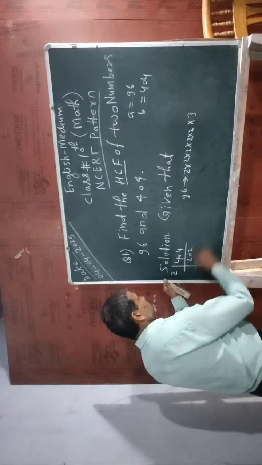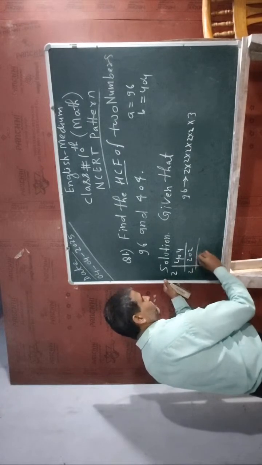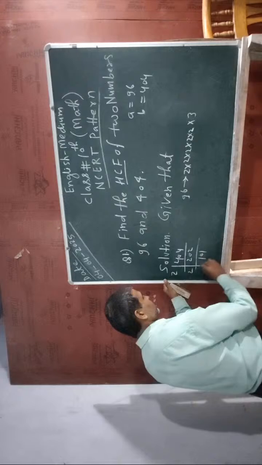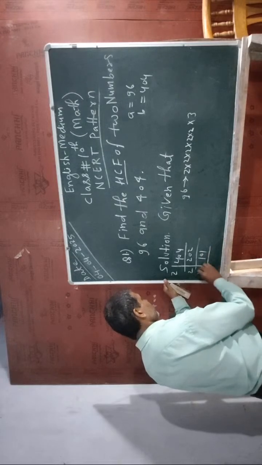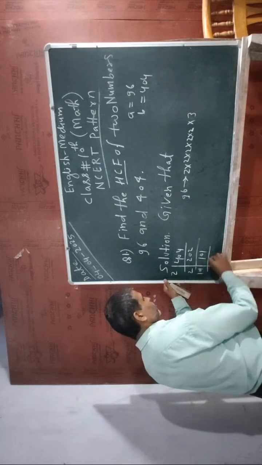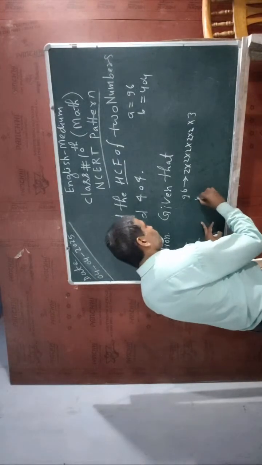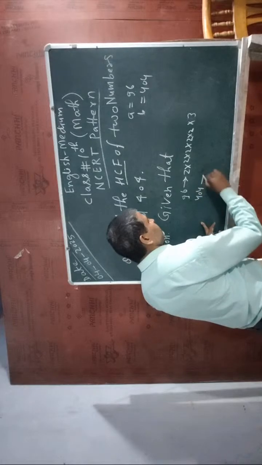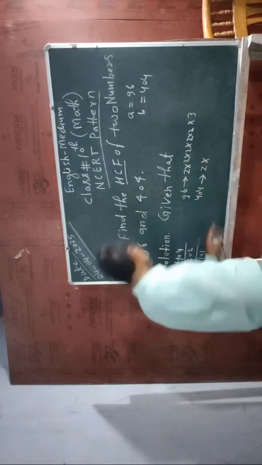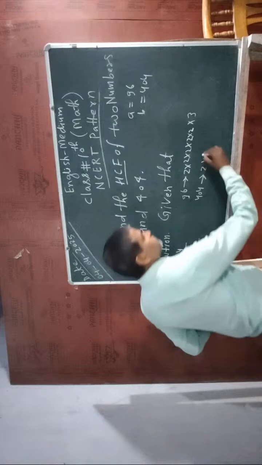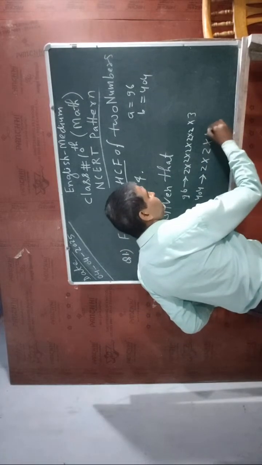Again I will divide it by 2. It will become 101. Now it will divide by 101, and it will become 1. So the prime factorization of 404 is 2 × 2 × 101.